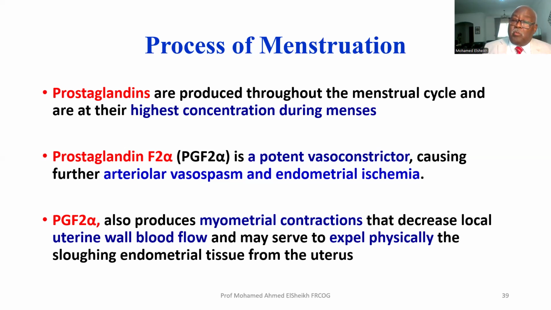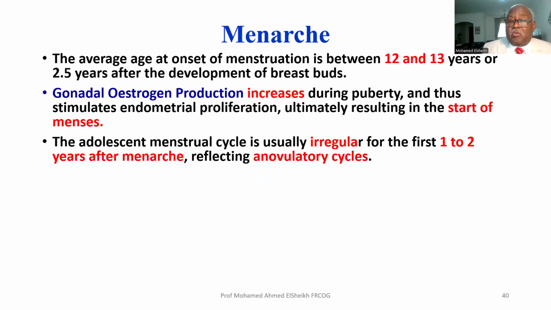The endometrium will be sloughed. It will be within the uterine cavity. The uterus has to contract to get it out. This contraction is under the effect of prostaglandin F2 alpha. And also prostaglandin F2 alpha produces the menstrual cramps.